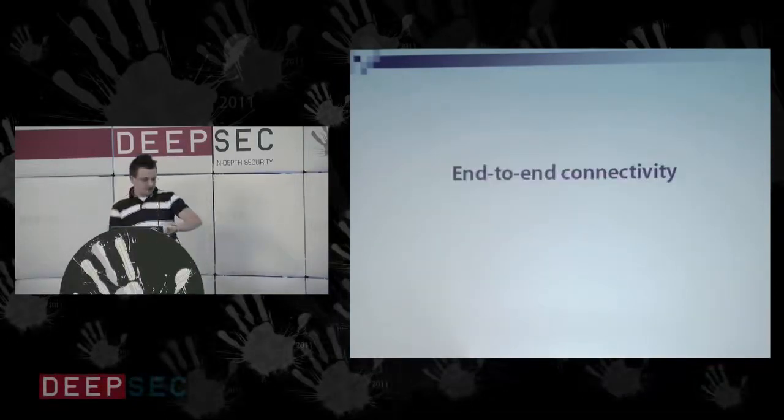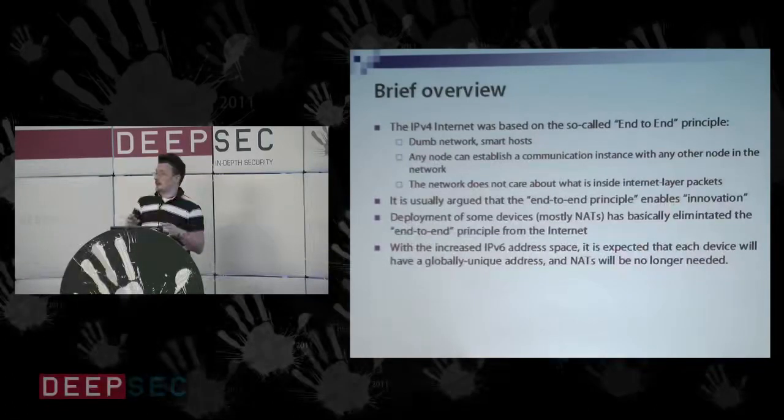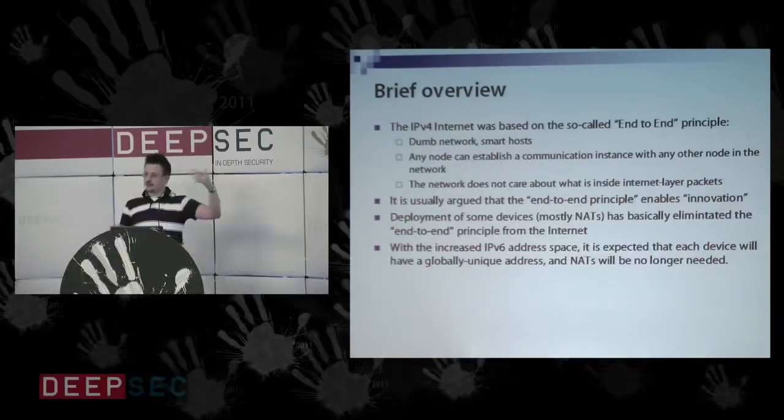So a couple of comments about end-to-end connectivity. As a brief overview of our introduction, the IPv4 internet was based on a core principle that is usually referred to as the end-to-end principle, which basically says that the network itself is dumb and all the intelligence in the network is implemented at the extremes of the network, on the host. Also that any node can communicate with any other node on the network, so that if you connected to the internet, let's say 20 years ago, you could get to any host that you wanted.